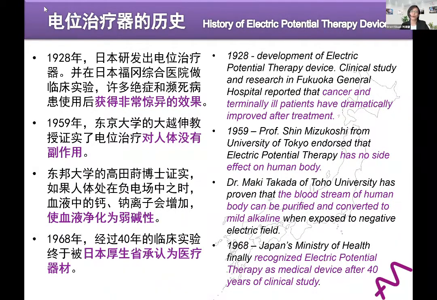And then after that, another university, Toho University, there's this Dr. Maki Takada. He actually said that his research shows that it will help our bloodstream purify from acidic to more alkaline. And after 40 years, emphasize 40 years of studies, Japan Health Ministry finally recognized it as a home medical device. Health Ministry. So it is a big deal. Make it a big deal. Okay, so these are the key points.